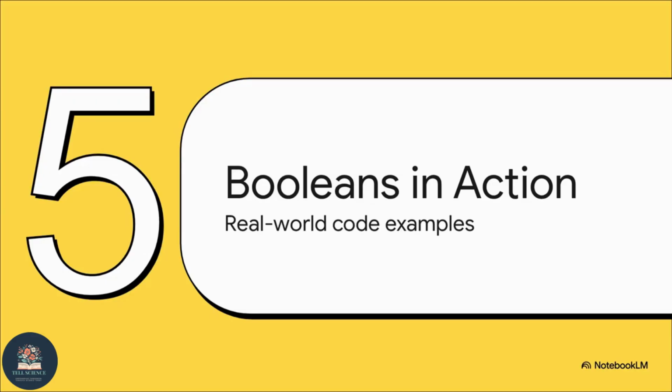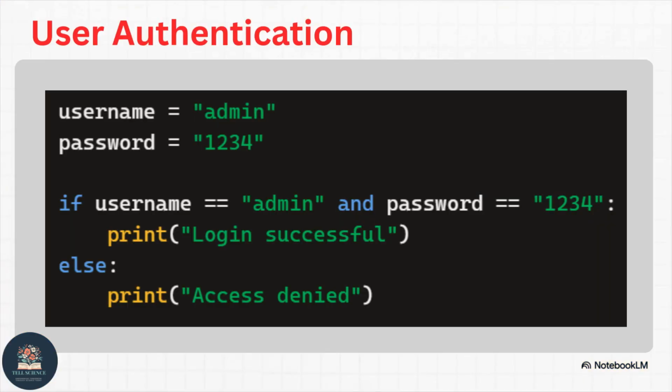All right, we've covered a lot of theory. Now for the fun part. Let's see how all these pieces, the Booleans, the operators, the control flow, all come together to build some real functional code. First up, user authentication. This is a classic. To log in, the username must be admin, and the password must be 1234. We use that strict and operator to chain two separate checks together. Only if both of those checks come back as true does the user get in. This is the basic logic that powers millions of login systems.